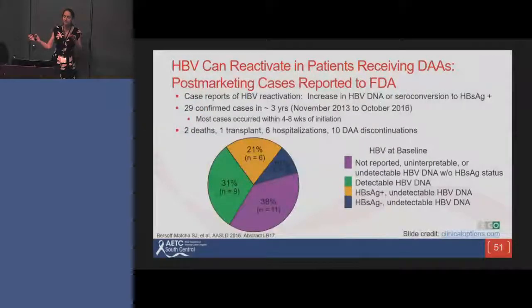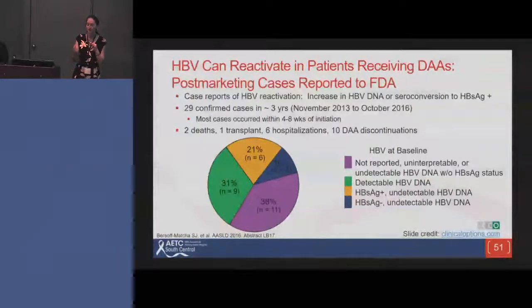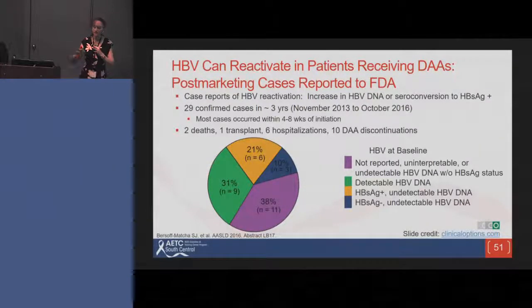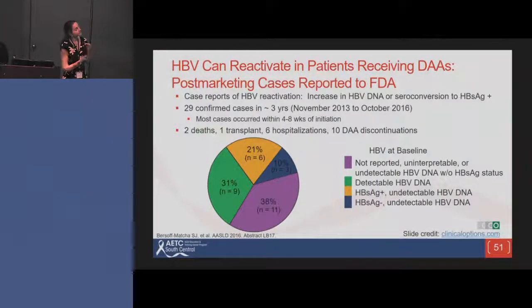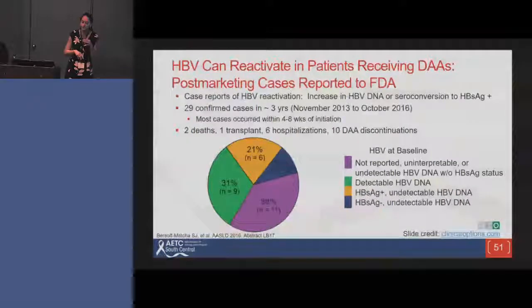So hepatitis B, this has caused some people to have some shell shock recently with the direct-acting antivirals, and that 29 cases of hepatitis B reemergence, reactivation after starting direct-acting antivirals for hepatitis C have been reported. This is over the course of 3 years. So in the scheme of things, about 1 million people worldwide have been treated for hepatitis C with these direct-acting antivirals. So 29 out of 1 million, it's a pretty low rate, but still, this resulted in 2 deaths, 1 transplant, 6 hospitalizations, and 10 people stopping their direct-acting antivirals.